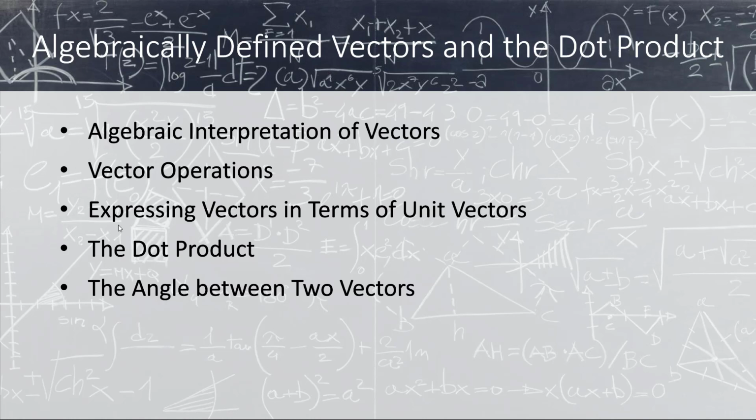We are going to talk about how to express vectors in terms of a new class of vectors called a unit vector. And then we will introduce the dot product and show you how you can use the dot product to determine the angle between two vectors.